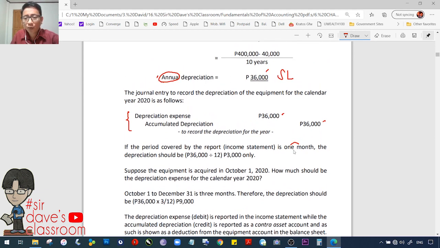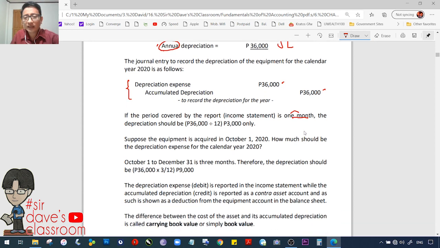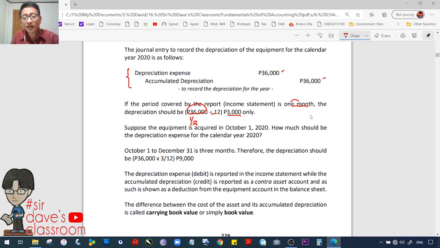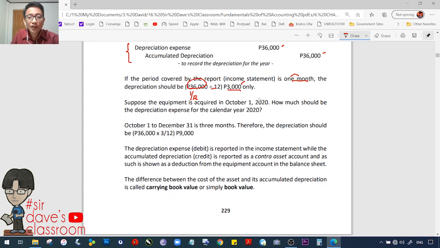So annual. Kung 1 month lang ang gusto mong kunin, ibig sabihin nun, 1 out of 12 nung 36,000, or you simply divide it by 12. Ibig sabihin, for 1 month, 3,000 pesos lang. Then your journal entry for 1 month would have been: debit depreciation expense, 3,000, credit accumulated depreciation, 3,000 lang.